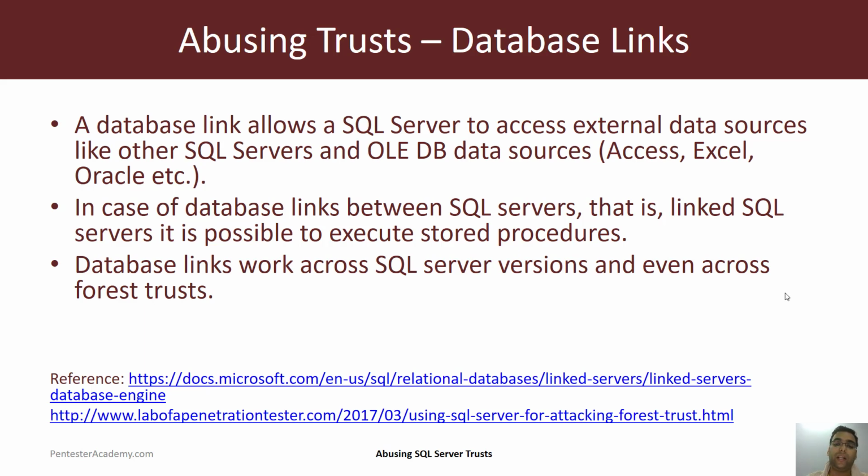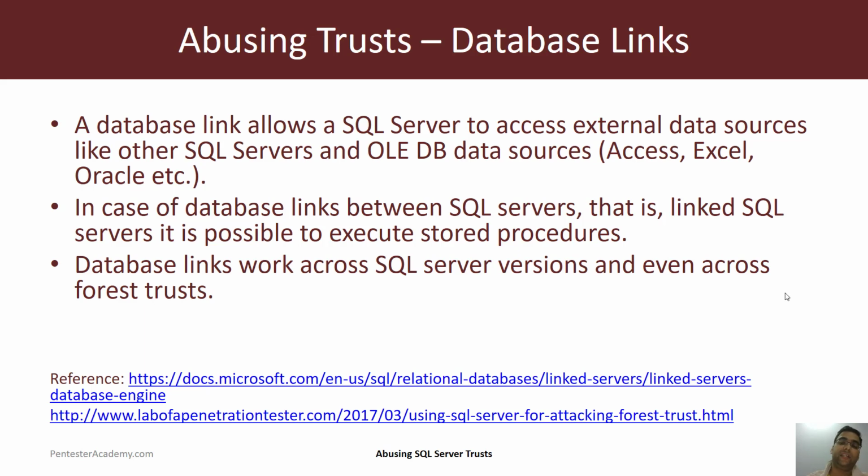A database link allows a SQL server to access external data sources like other SQL servers and OLEDB data sources like MS Access, Excel, Oracle, etc. In case of database links between servers, that is linked SQL servers, it is possible to execute stored procedures. Database links work across SQL Server versions, across domains, and even across forest trusts.